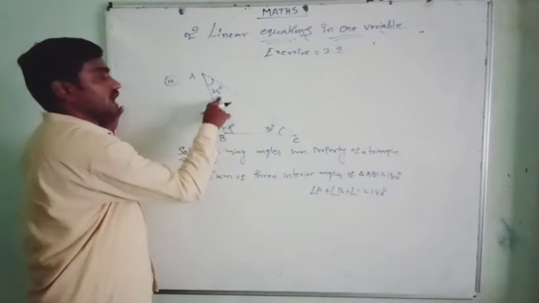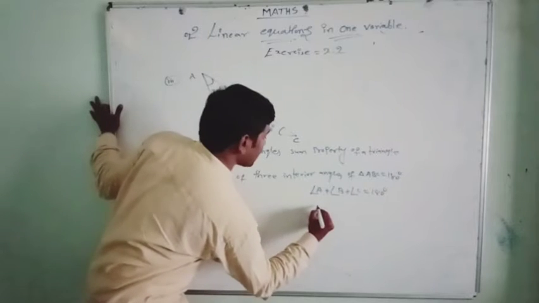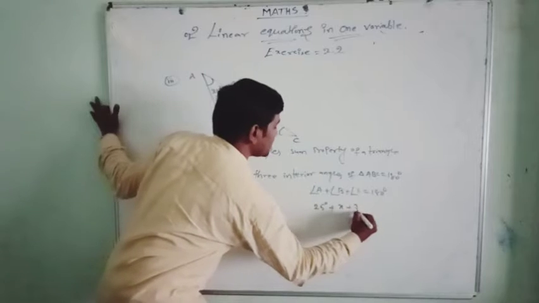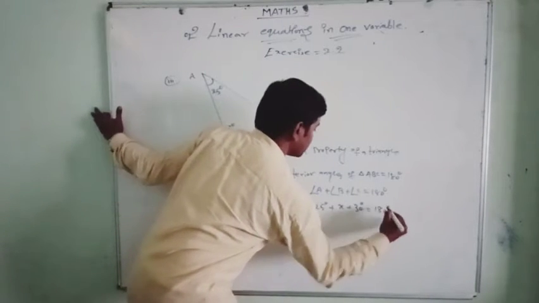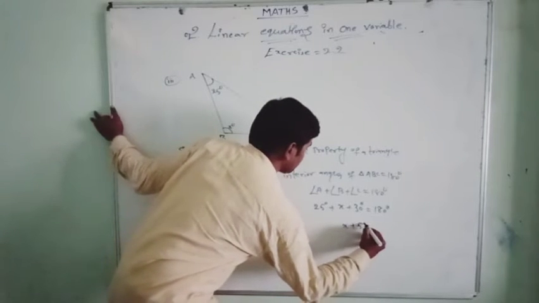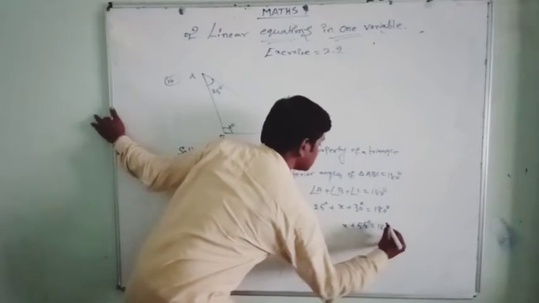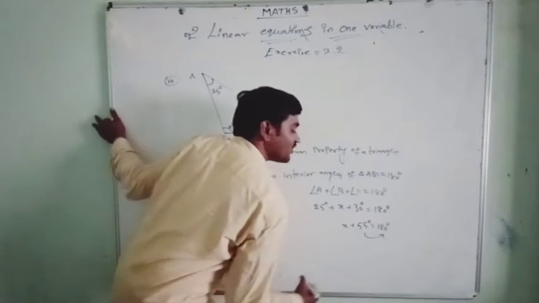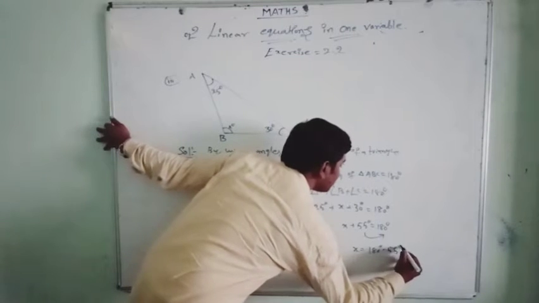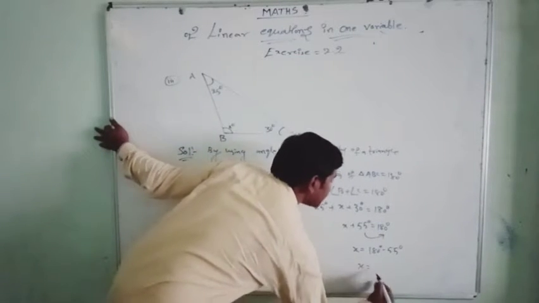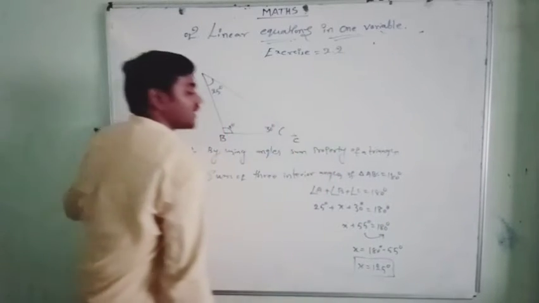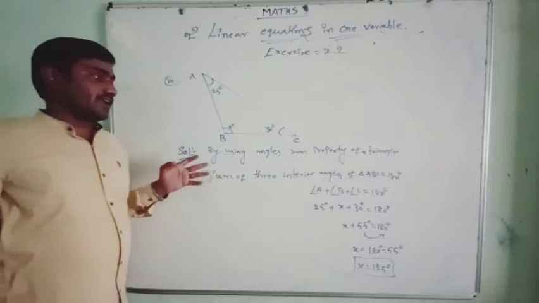They have already given angle A and angle C. Let us substitute: angle A equal to 25 degrees, angle B is x, angle C is 30 degrees, so that equal to 180 degrees. Simple. Now 25 degrees plus 30 degrees is 55 degrees. x plus 55 degrees equal to 180 degrees. To get the x value, we need to transport this 55 degrees to the RHS. Hence we get 180 degrees minus 55 degrees, which is 125 degrees. Hence we got the x value, that is 125 degrees.